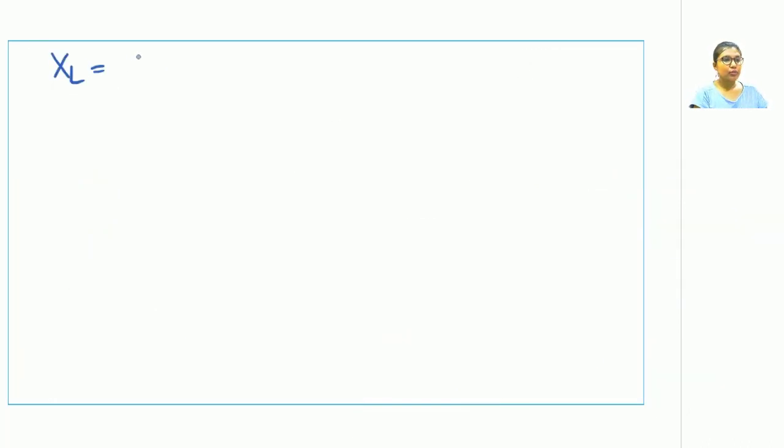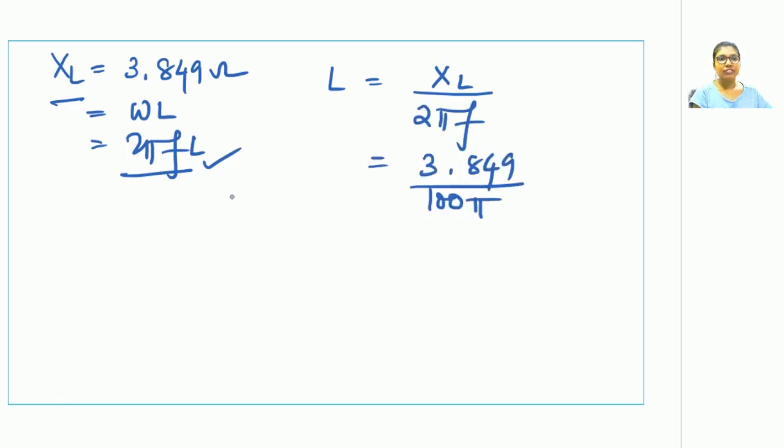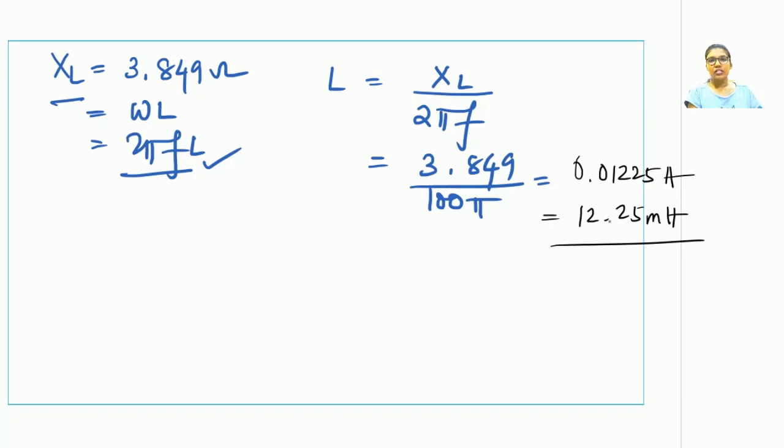Now XL has come out to be 3.849 ohms. This is equal to omega L, which in turn becomes equal to 2 pi f L. Now all these values are known. Can we find out the value of L, which is the load inductance per phase? So L will come out to be XL upon 2 pi f. The value of f is given to be 50. So this gives the value of L as 0.01225 henry, or 12.25 millihenries. So this is how one has to figure out the value of inductance.